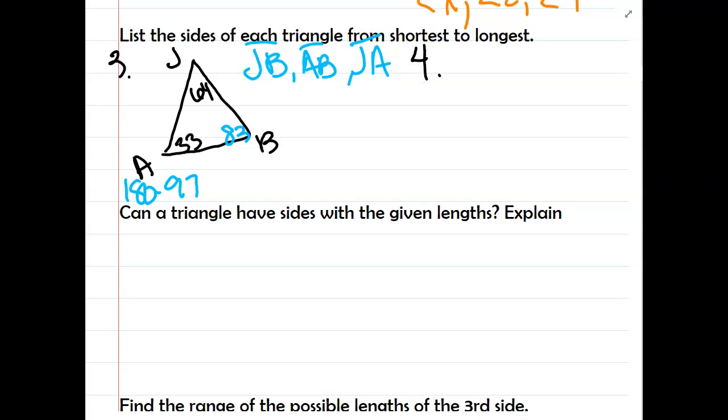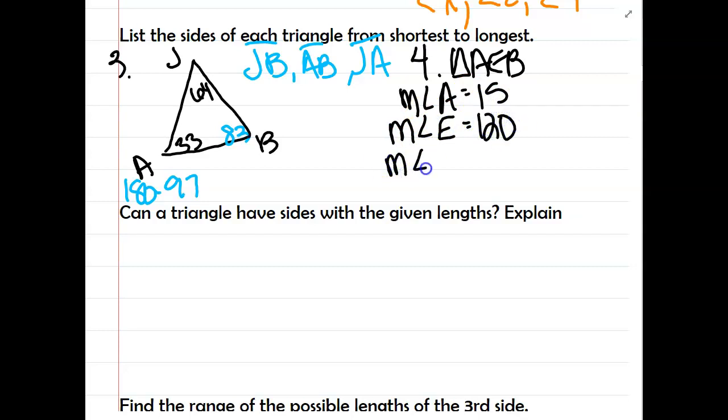And then let's see if we can do the same thing but without a picture. So this time we have triangle AEB. If the measure of angle A equals 15, the measure of angle E equals 120, and the measure of angle B equals 45. So we can do the same thing we did above, right? I know which is the smallest angle. What's the smallest angle? A. Okay, so the side opposite of A is going to be the side that includes those other 2 points. So what side is opposite of A? EB. Yeah, side EB. Okay, my next smallest angle is 45. So what side is opposite of angle B? AE. And then lastly would be side AB.